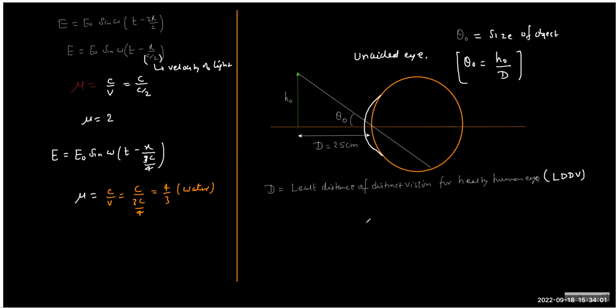Okay. Now the question is how to magnify the image, how to see it bigger without coming closer. And that is a problem. At the same time, there are two things you are trying to achieve. First, you do not want the object to be closer than D, but you want theta to be more than theta naught. So that is certainly not possible without aid. We need some aid to achieve that task.